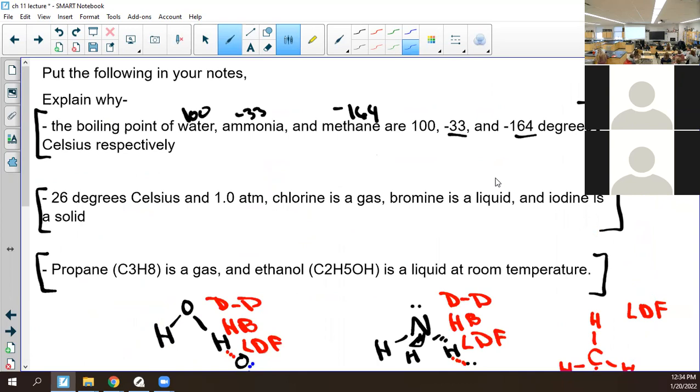I would not like that answer. It's not detailed enough. Okay. There's a word missing here, huh? It should be at 26 degrees Celsius and 1 ATM. So that's basically STP, standard temperature and pressure.